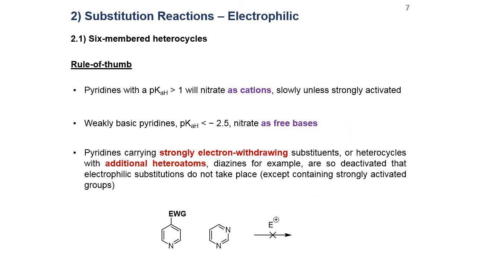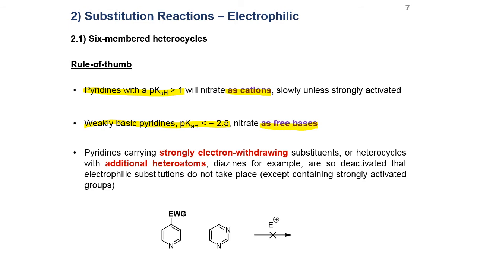So this leads to the rule that a pyridine with a pKa(H) higher than 1 will nitrate as a cation, because under acidic conditions this will get protonated, and this will be even less nucleophilic, and sometimes it never nitrates at all. For the weakly basic pyridines with pKa(H) less than minus 2.5, some of the neutral species, the free base, can be the species that gets nitrated, and now you have some chance of nitrating.